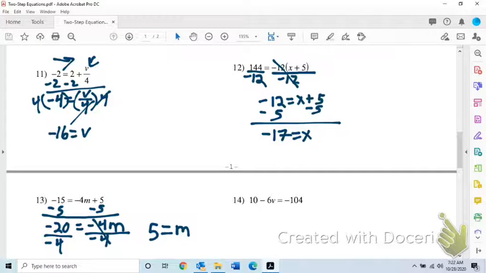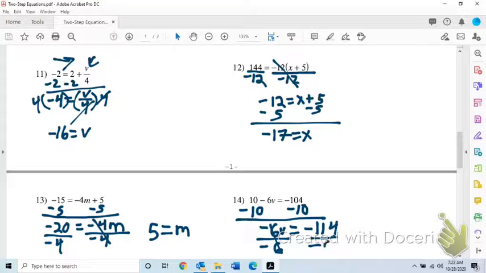Number 14, we're going to subtract 10 from both sides. That gives us negative 6v equals negative 114. Again, use your calculator. Negative 6v, we want to divide by negative 6, and that's going to give us v. And we go negative 114 divided by negative 6. Pop that into our calculator, and we get 19.